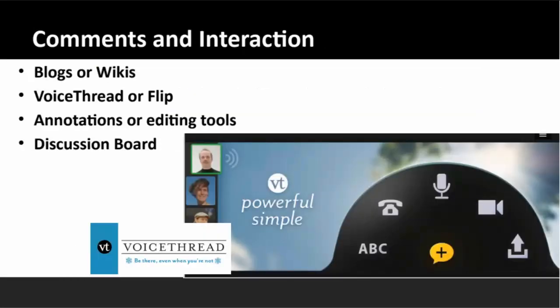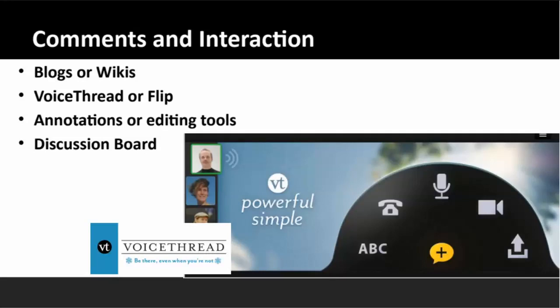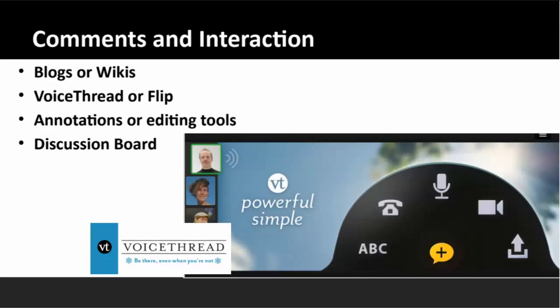And then you can use different tools like blogs or wikis or VoiceThread. We have Yellow Dig, a discussion tool that we can use in addition to the Blackboard discussion tool. There's Hypothesis, a social annotation tool. So if you want students to review a journal article, Hypothesis or some kind of social marking up tool is good for that.